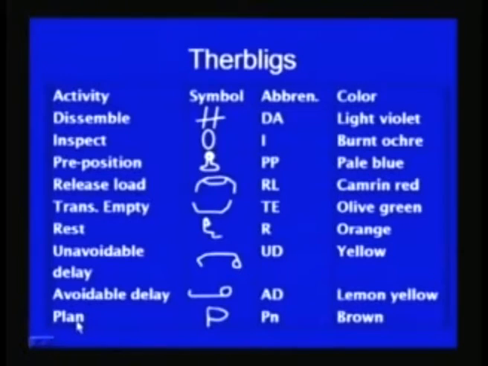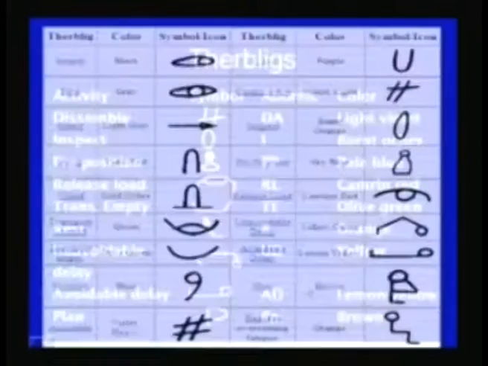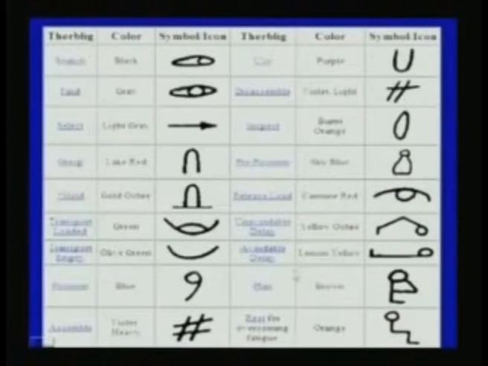And a plan, when the operator is thinking about what is to be done next in the course of production or the operation. The symbol of this kind is used to show the plan, and PN is the abbreviation that is used, and brown is the color which is used to show it. These therbligs can be clearly seen in one sheet itself along with their symbols and the colors.